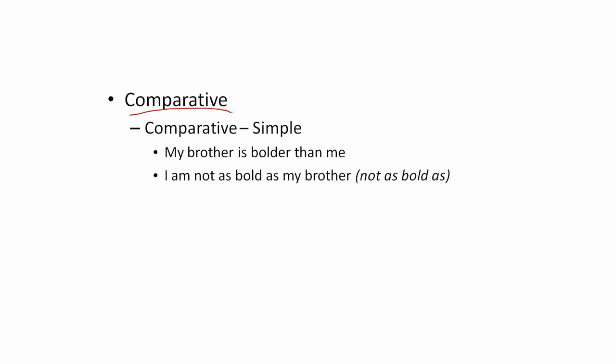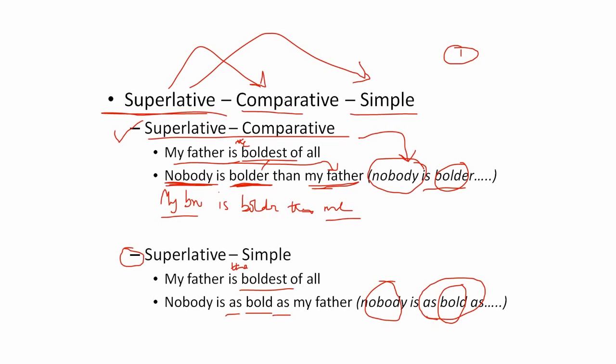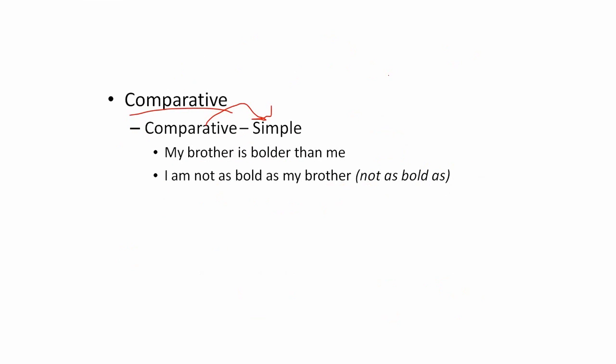Comparative. We know that we can rewrite a comparative into a simple degree. A higher degree can be rewritten in a lower degree. So how does that work? The example is: my brother is bolder than me. Here the keywords are "not" and "as... as." So when I say my brother is bolder than me, it means I am not as bold as my brother. Simple. See, we have a simple degree here.